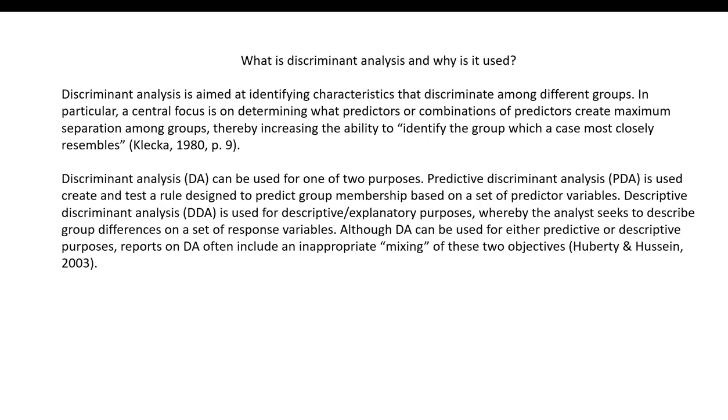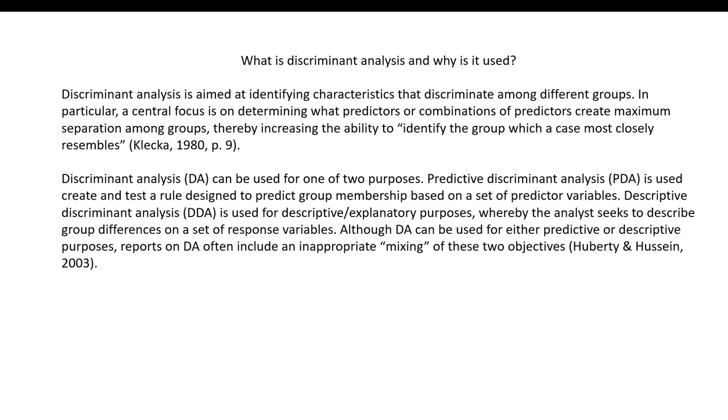So what is discriminant analysis and why is it used? Discriminant analysis is aimed at identifying characteristics that discriminate among different groups. In particular, a central focus is on determining what predictors or combinations of predictors create maximum separation among groups. Discriminant analysis can be used for one of two purposes. Predictive discriminant analysis, or PDA, is used to create and test a rule designed to predict group membership based on a set of predictor variables.